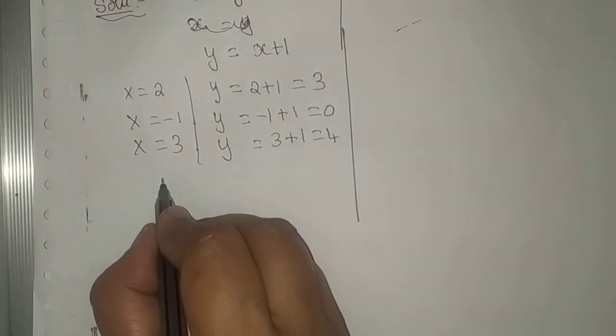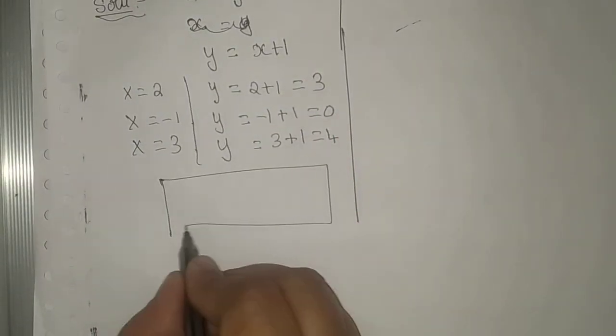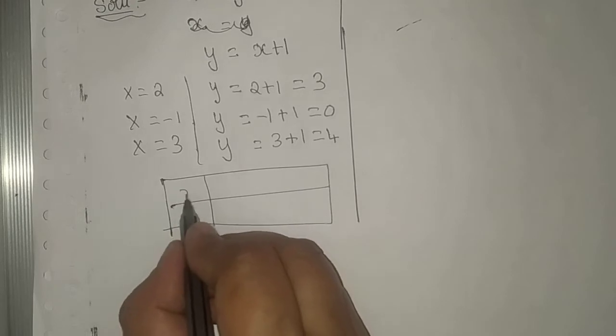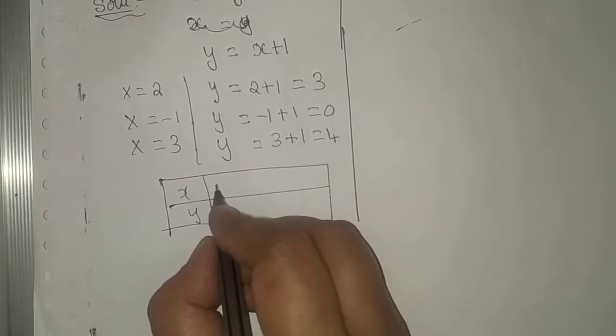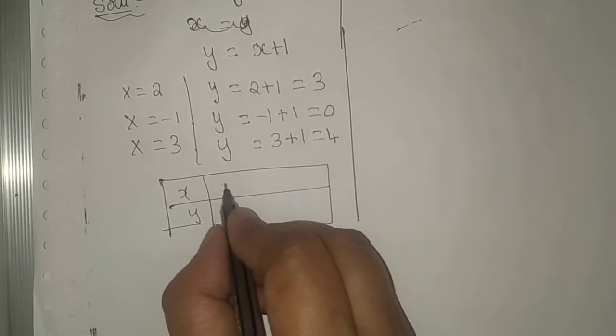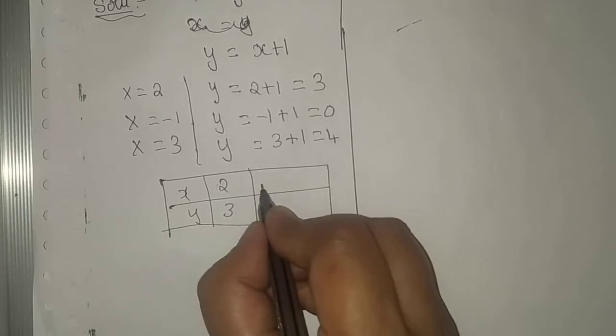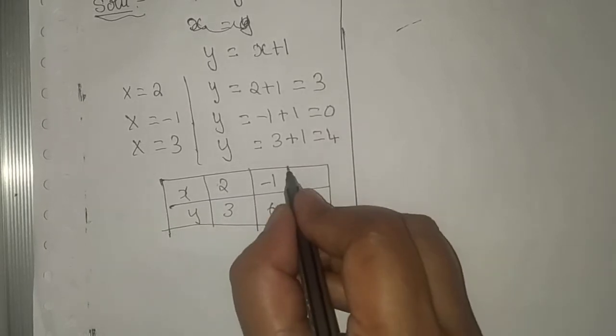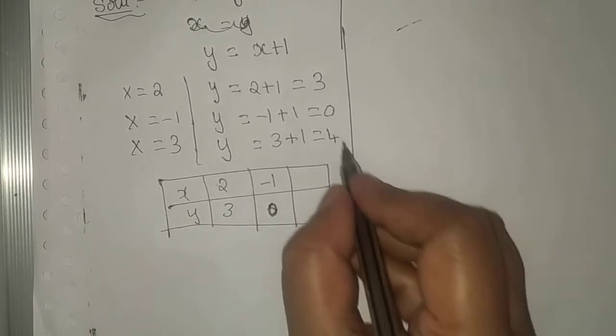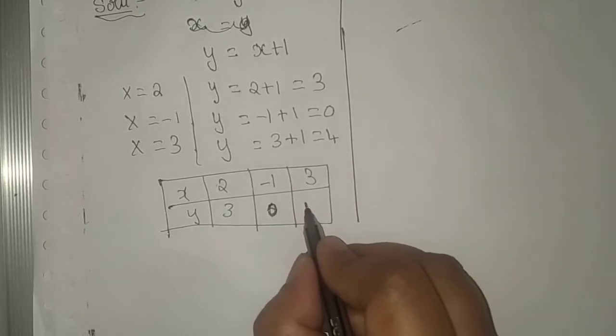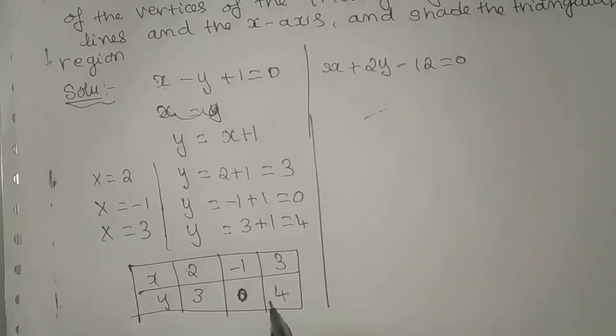So we'll draw the table for this. What is the table? That is x, y. So we took 2, we are getting 3. Then we took minus 1, we got 0. Then we took 3, we are getting 4. These are the x, y values.